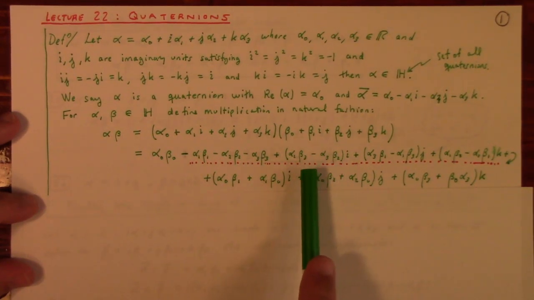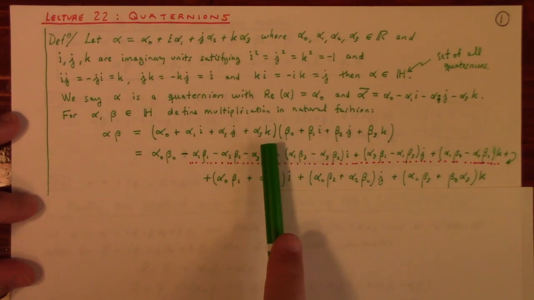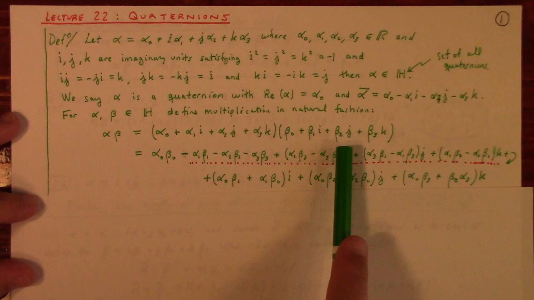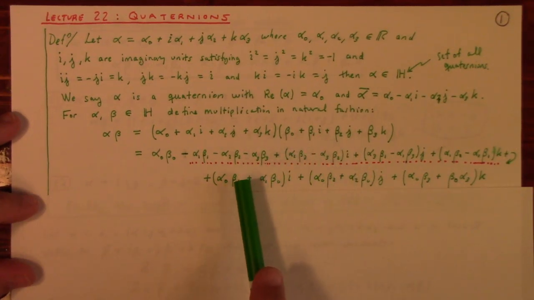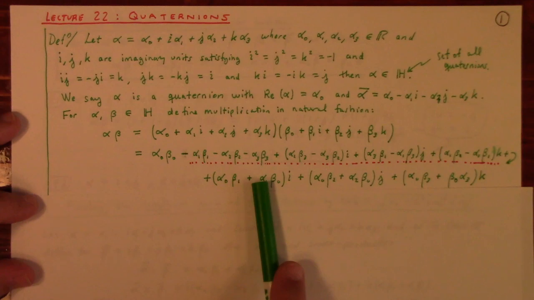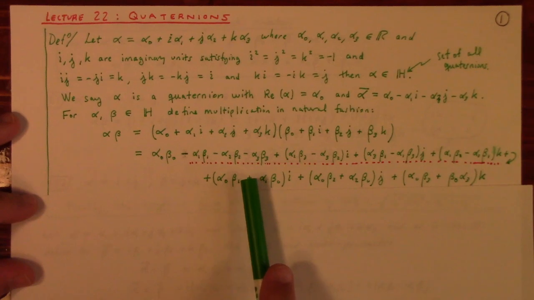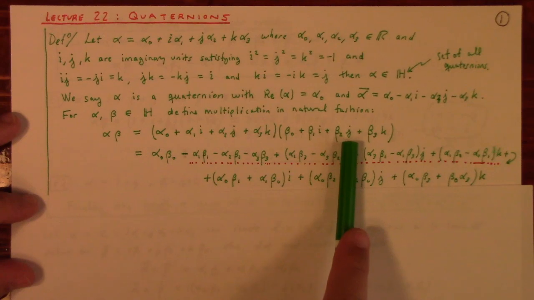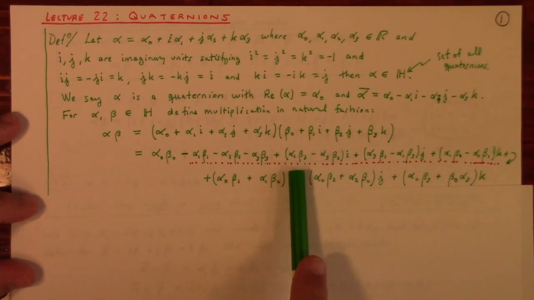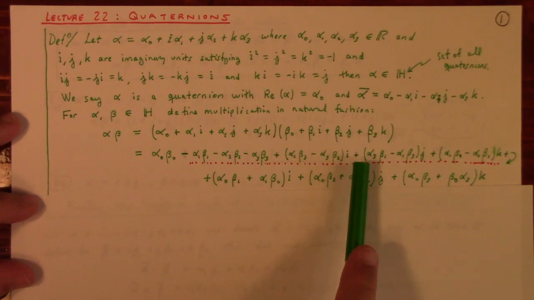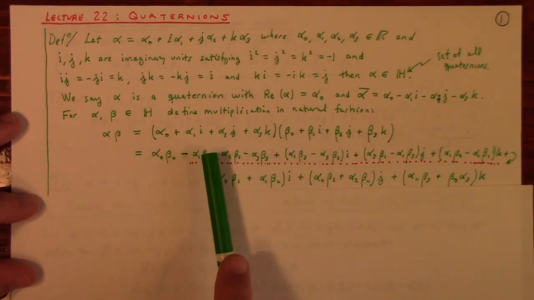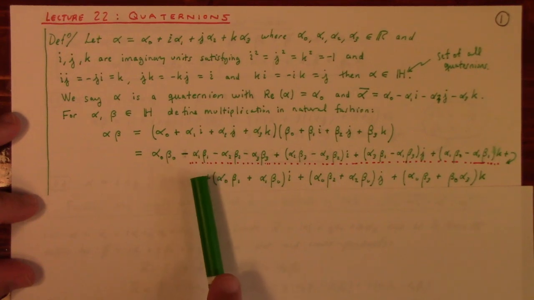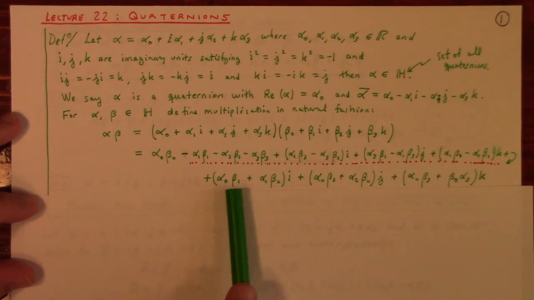To get i, you can either do k times j, which is the alpha 3, alpha 2, just a second here. Please tell me I haven't made a mistake. You can either do j times k gives me i, or k times j gives me minus i. So that's why I've got alpha 2 beta 3 minus alpha 3 beta 2 i. There's also the terms I wrote down here for the i component, like alpha 0 times beta 1 and alpha 1 times beta 0. Those are also with the i.